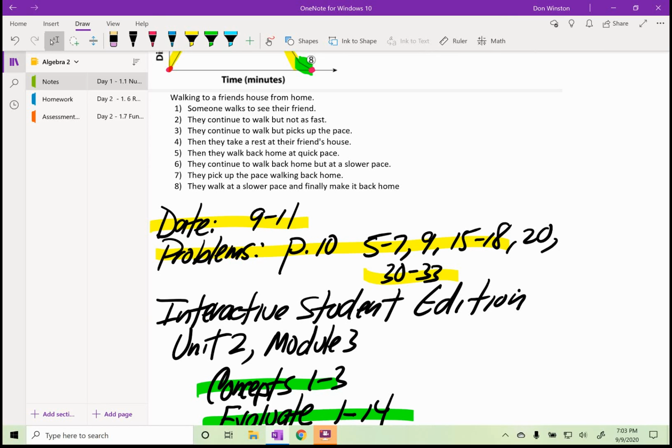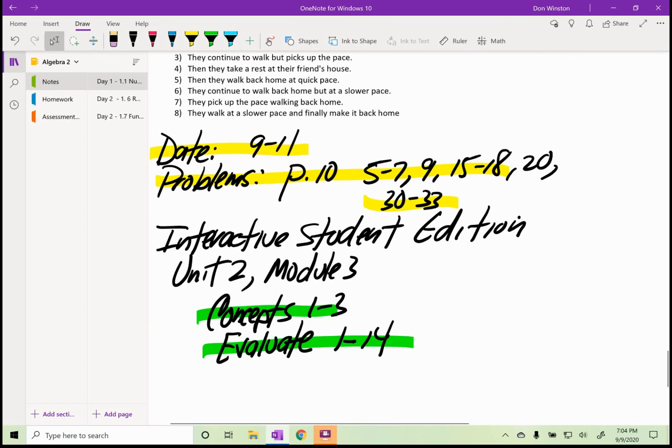When you do your homework, I want you to label your paper this way. Indicate the due date, which is going to be 9/11. The problems you're going to do out of the textbook, and you can look in the resources. If you don't have the textbook, you'll look at page 10, problems 5 through 7, 9, 15, 18, 20, and then 30 through 33. Those would be the textbook problems. But then on the Hope McDougall website, you'll go to the Interactive Student Edition, into Unit 2, Module 3, and you'll go through Concepts 1 and 3, and then evaluate 1 through 14, and you'll see what I mean when you get there.